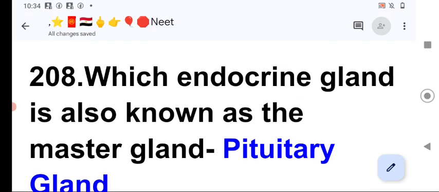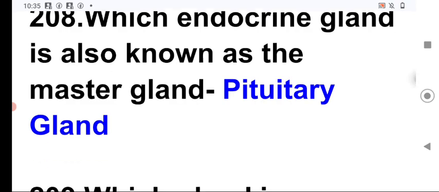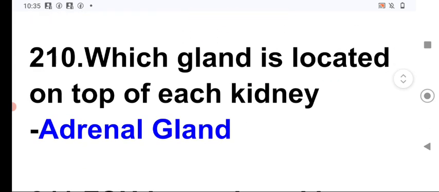Next, which endocrine gland is also known as the master gland? This is the pituitary gland, which is also known as the master gland. Next, which gland is butterfly-shaped and is located at the base of the neck? It is the thyroid gland, which is butterfly-shaped and the largest endocrine gland, located at the base of the thorax. Next, which gland is located on the top of each kidney?